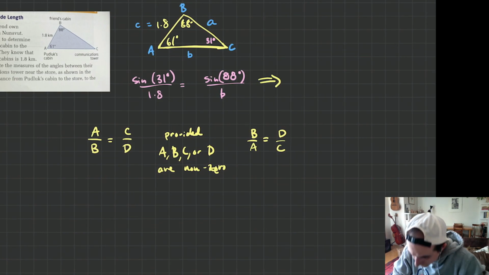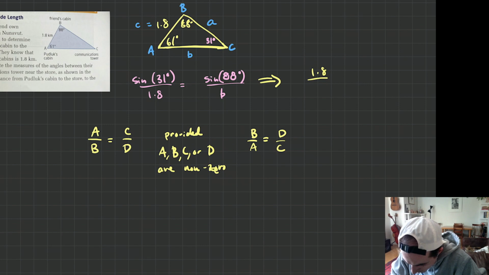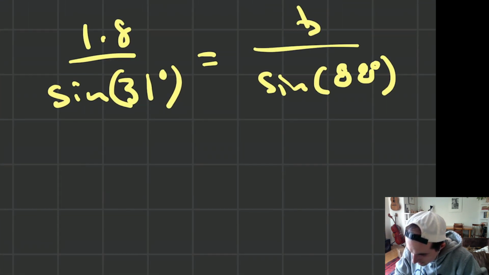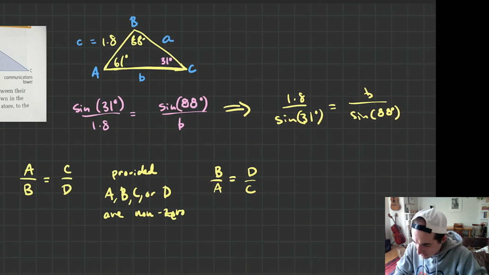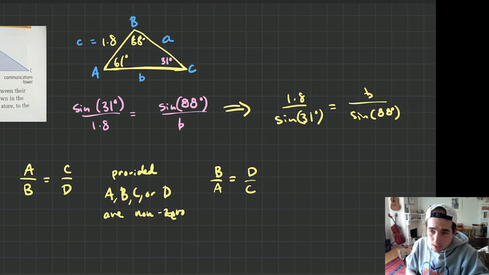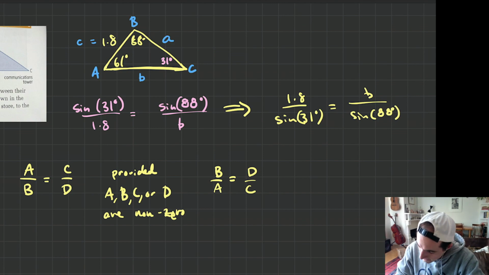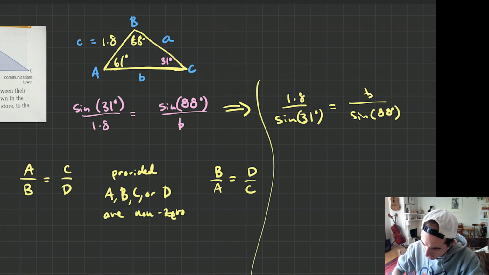I'm going to say that 1.8 over sine of 31 degrees is equal to B over sine of 88 degrees. The reason I'm going to do that is because now my B is in the numerator, and I don't have to worry about bringing it up into the numerator. So let's start calculating some of these values.